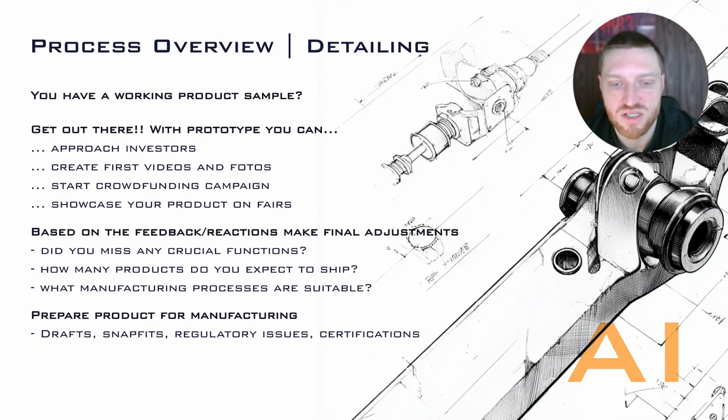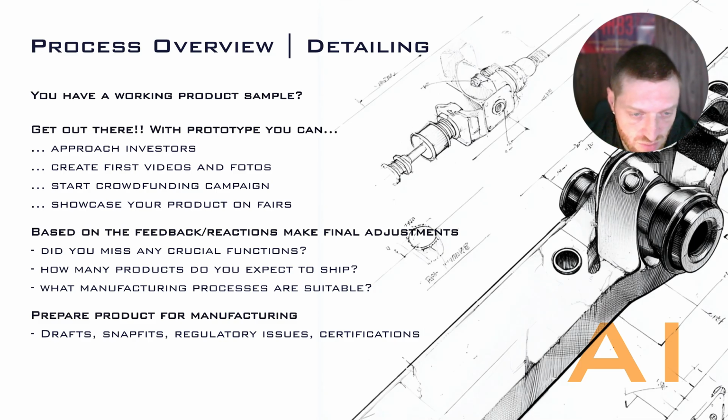Most people don't actually care about whether or not this function is in the product. So based on the feedback that you get during this stage, you can still react and make final adjustments. You can also be more clear about how many products you expect to ship and adjust your manufacturing processes accordingly and find the suitable ones for the number of products that you expect to sell.